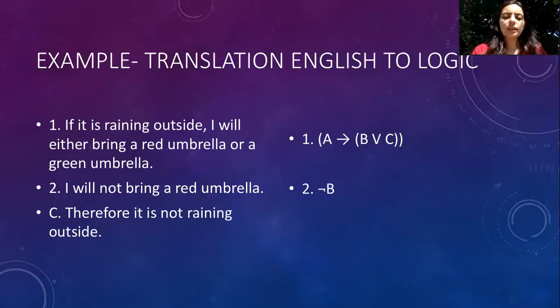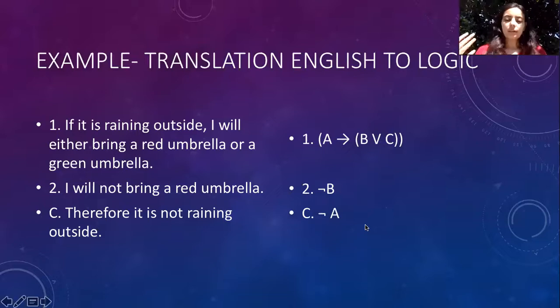So then you say, okay, not B, so not the red umbrella, right? We designated the B to be the red, and then the C to be the green umbrella. And A, it's raining outside. So therefore, it's not raining outside. So therefore, not A, right? Is that valid? We said no, it's not valid because you could just say C instead. You could just say, well, I bring my green umbrella instead.